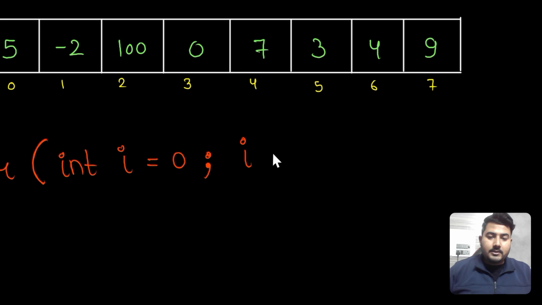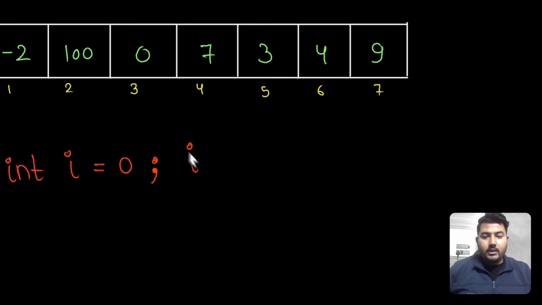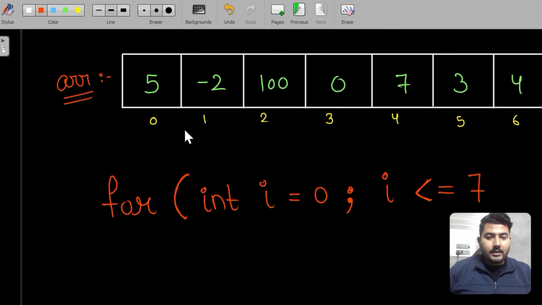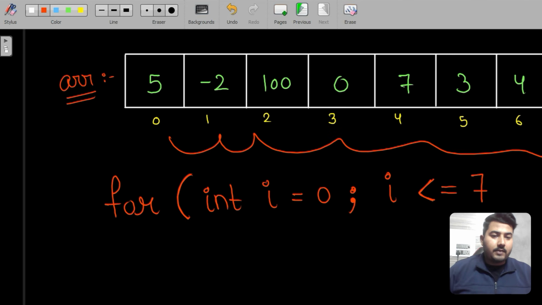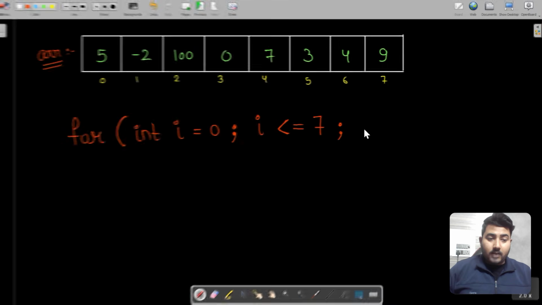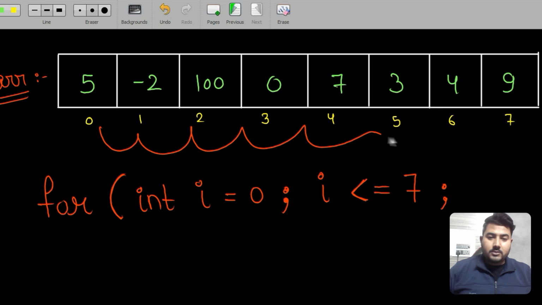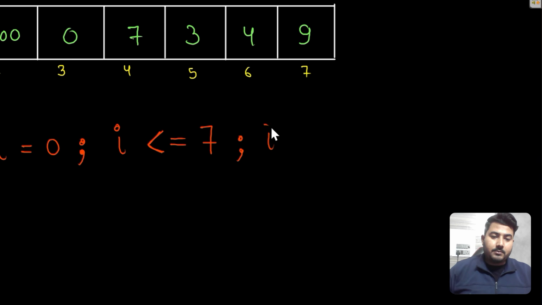So what I will do is I will simply say keep on running the loop until your value I is less than or equal to 7. That means until it reaches the value 7. The third part would obviously be updation, which is getting changed by +1 every time. So I will simply say I plus plus right here.